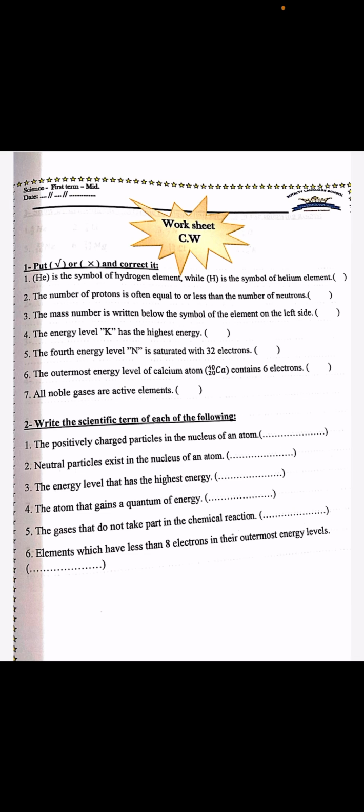Write the scientific term of each of the following. Number 1, the positively charged particles in the nucleus of an atom: protons. Number 2, neutral particles that exist in the nucleus of an atom: neutrons.